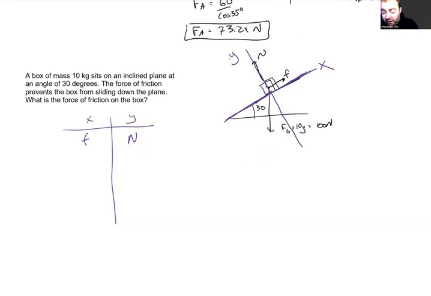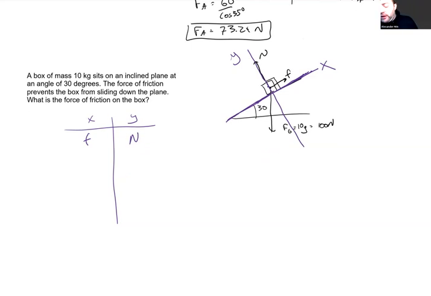Now, gravity is doing a little bit of both. Normally we think of gravity as just being vertical, and it is, and normally we make that y, but gravity is not just in the y in this case.